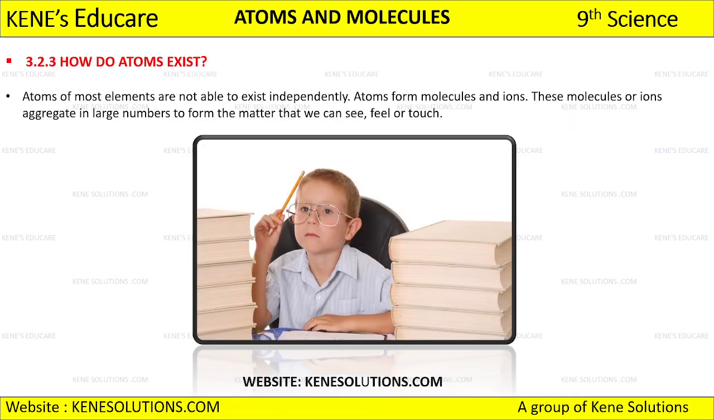After this, now the question is, how do atoms exist exactly? So see, atoms of most elements are not able to exist independently. Atoms are going to form molecules and ions. What are they going to form? They're going to form molecules and ions, and these molecules or ions are going to aggregate in large number so that they can form the matter that we can see, feel, or touch.